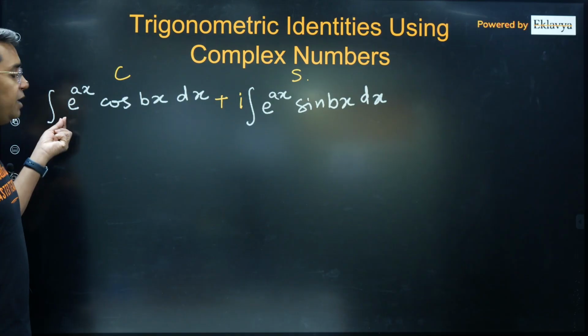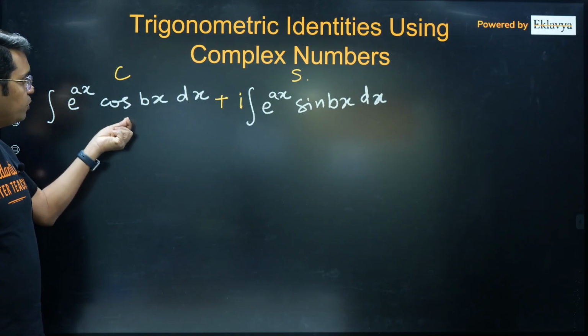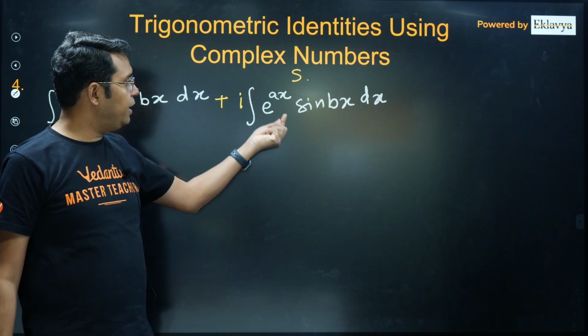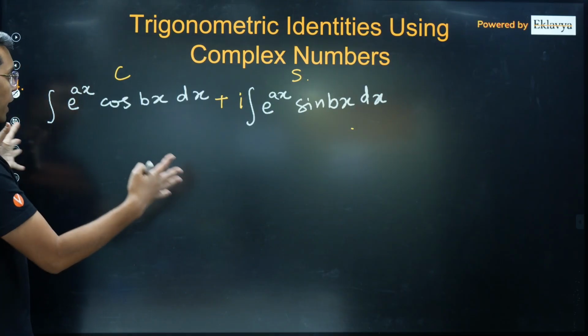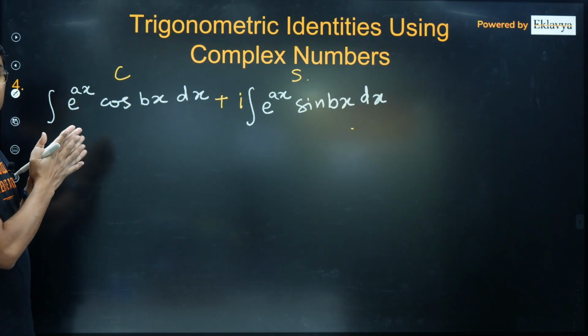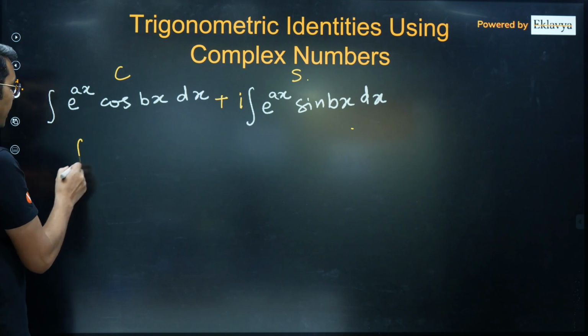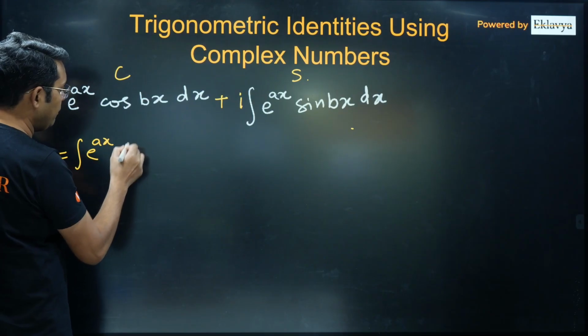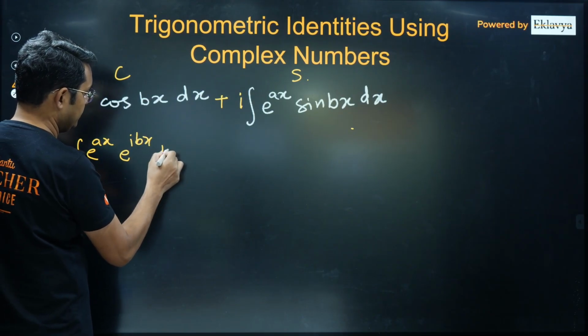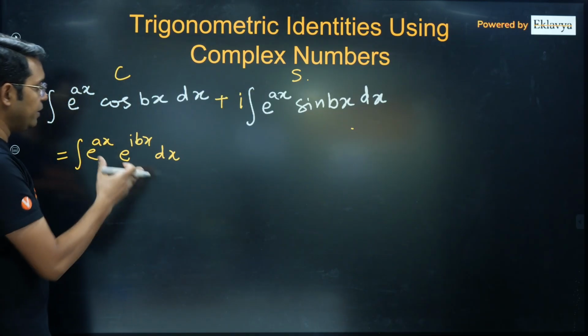What is this integral? e^{ax} cos bx plus e^{ax} sin bx, this I have multiplied with i. Now I can bring all these functions inside a single integral sign, and then it will become e^{ax} into e^{ibx} dx. This cos plus i sin bx becomes like this.